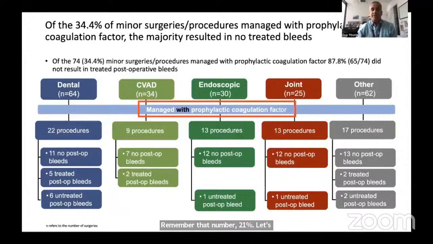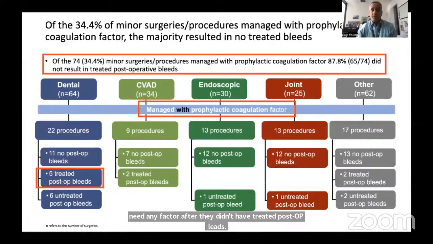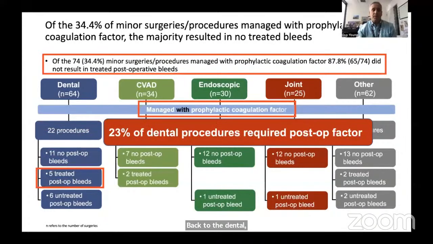Let's take a look at this other group. This group of patients did get factor before their procedure. You again see most of them, 88% in this case, did not need any factor after; they didn't have treated post-op bleeds. Back to the dental, 22 procedures, they did get prophylactic factor, 5 treated post-op bleeds, 23%. Remember, the other number was 21%. So at least what this data is telling us is for dental procedures, whether you give factor before the procedure or not doesn't make a difference. About 20% will need factor after. And it's really not that big a deal.